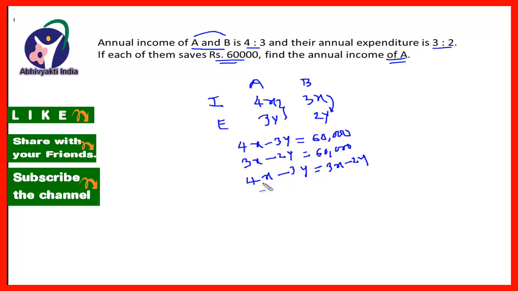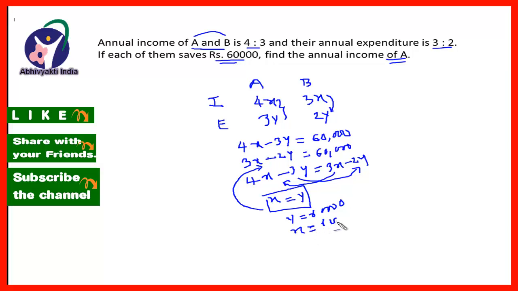If you take 3x to this side, it will be minus 3x, 4x minus 3x will be x. If you take 3y to this side, it will be plus 3y. So 3y minus 2y will be equal to y. So x is equal to y. So if you put the value of x here, that is y, you will get 3y minus 2y is equal to 60,000, and therefore y is equal to 60,000. And since y is equal to 60,000, x will also be 60,000.